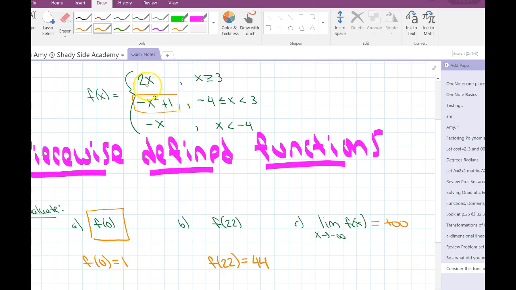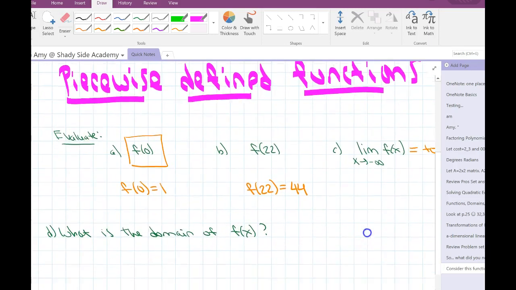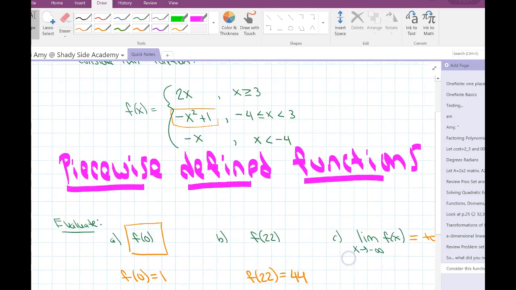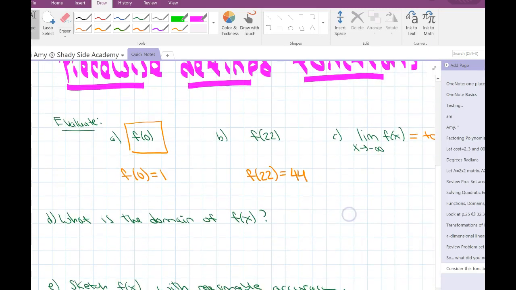So the pieces, there are no restrictions as to what the pieces could be. All right, how about this one? What is the domain of f of x? Go ahead and try and think about this, looking at the function I gave you, and see if you can determine the domain. Okay, the domain here is all real numbers.